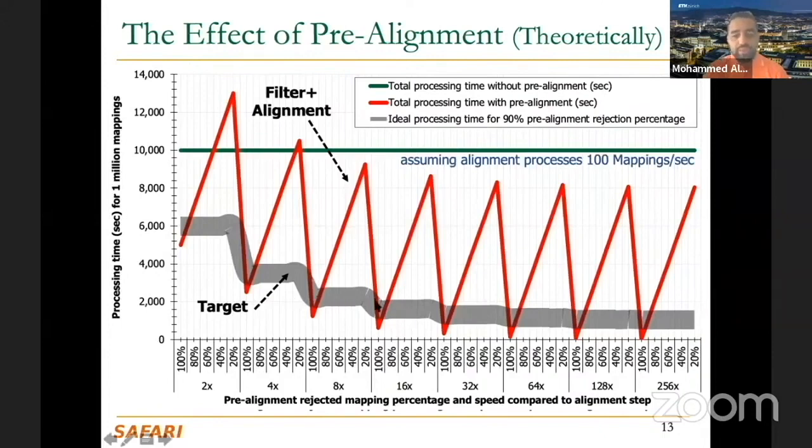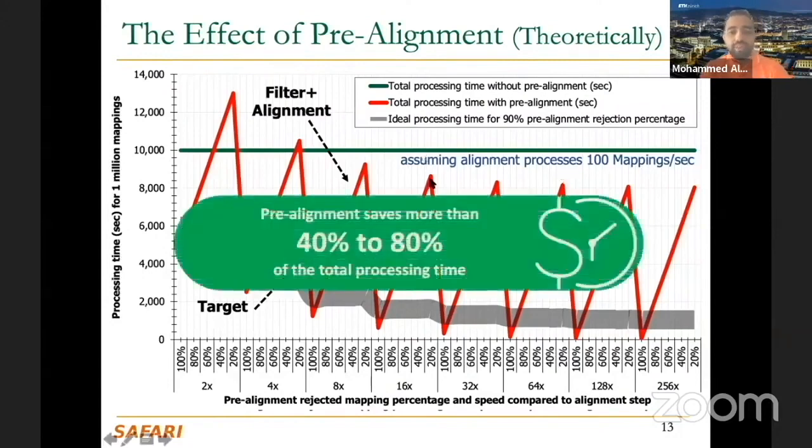That's why this gray area, the shade over here, is not touching the 100%, because this is really the ideal case, the optimal, very optimistic case. But we aim to have something like 90% or so, something around that. Hopefully by that, I give you a clear idea on the benefits of pre-alignment filtering.